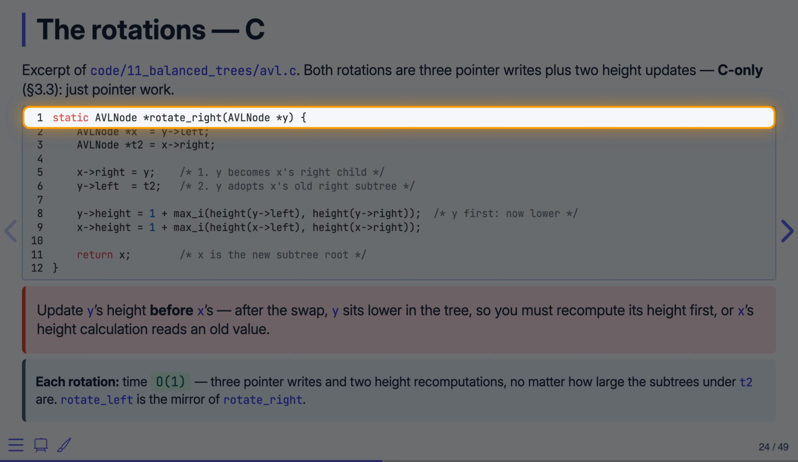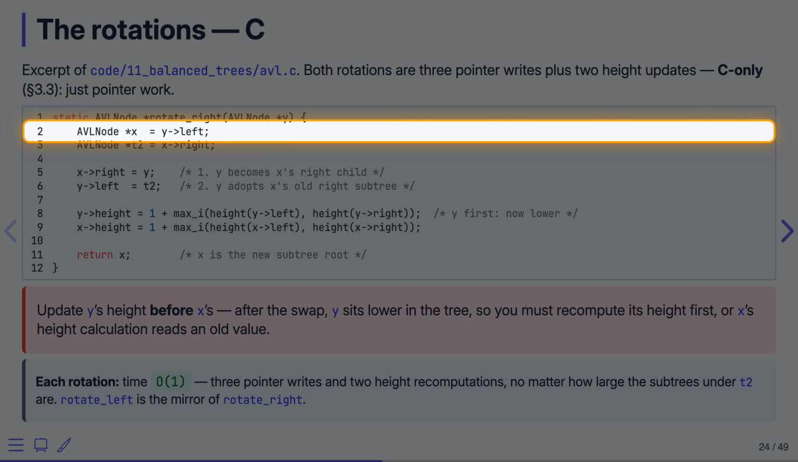This is rotate right in C. It takes one node called Y, the node that is out of balance, and it returns the new root of that subtree. First we grab Y's left child and call it X. This X is the node that will rise to the top.